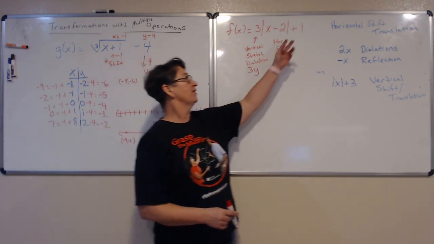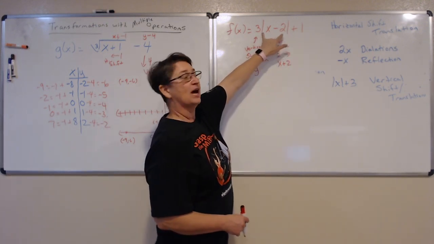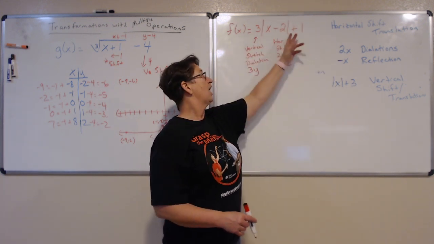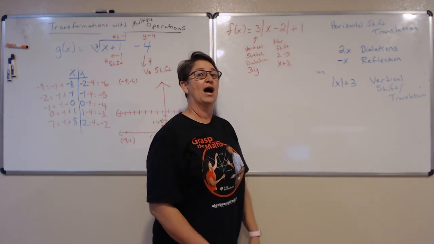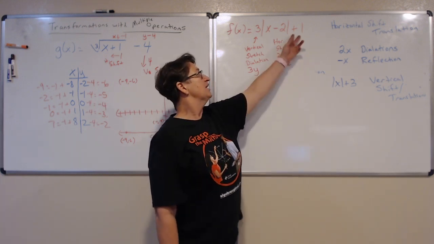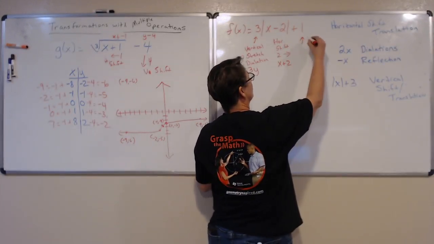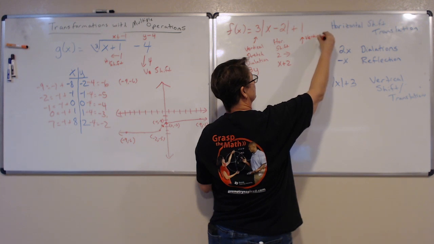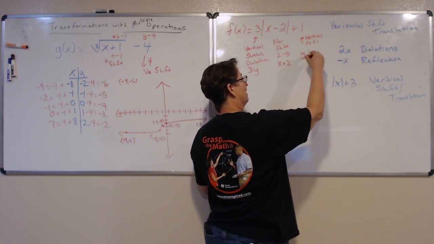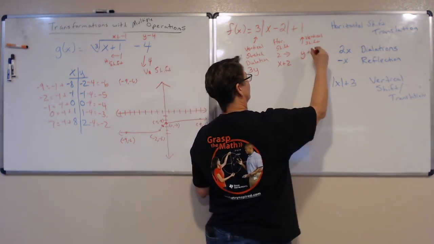And then that 1 on the end, what's that 1 on the end going to do? Notice it's not inside with the x. It's on the outside. So it's not affecting my x. Instead, it's affecting my y's, which again is that vertical. And it's going to shift it up 1. Or it's a vertical translation up 1. It's affecting my y values. Oops, not 2, 1.